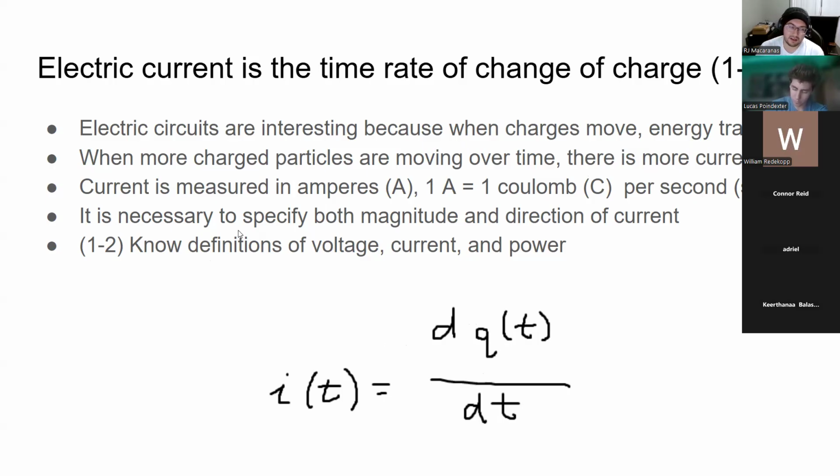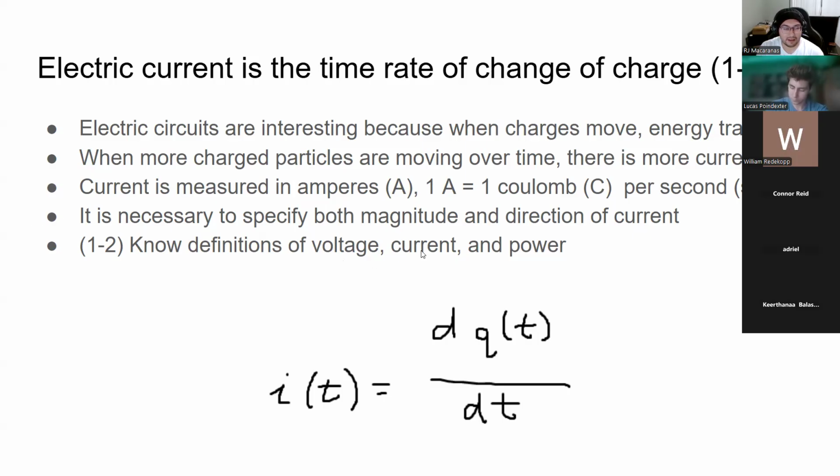Current is measured in amperes, so that's capital A, and that's 1 coulomb per second. For those of you that haven't taken electromagnetism physics, a coulomb is, I don't even remember the definition of a coulomb to be completely honest. I know it's a unit of charge. It's a ridiculous amount of charge there too.